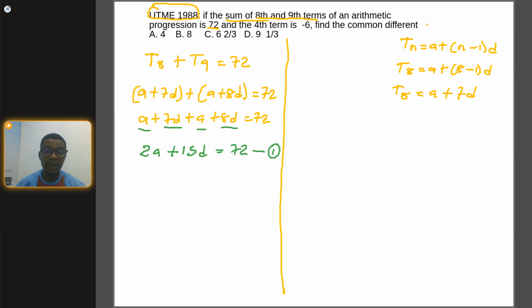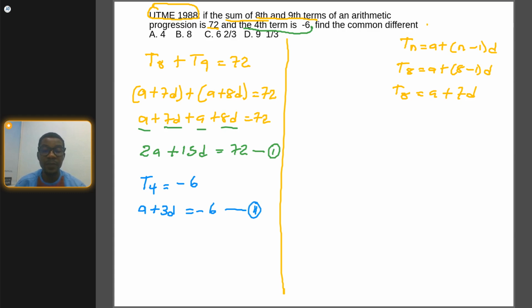Now we'll go ahead to read the question again. The 4th term is -6. So we have another extra piece of information. The 4th term, that is T4, equals -6. And T4 is the same thing as A plus 3D equals -6. And this will serve as equation 2.